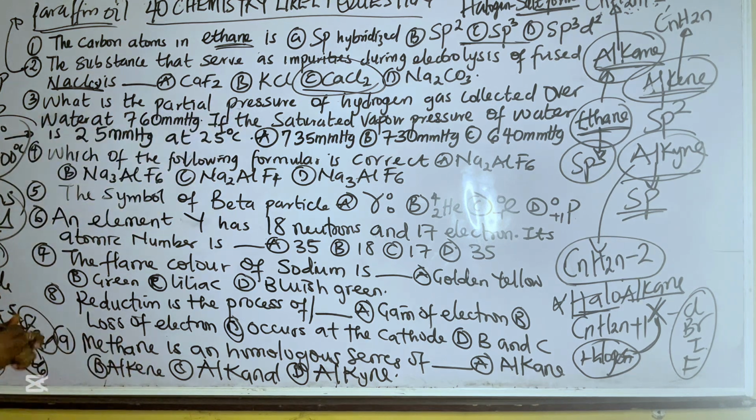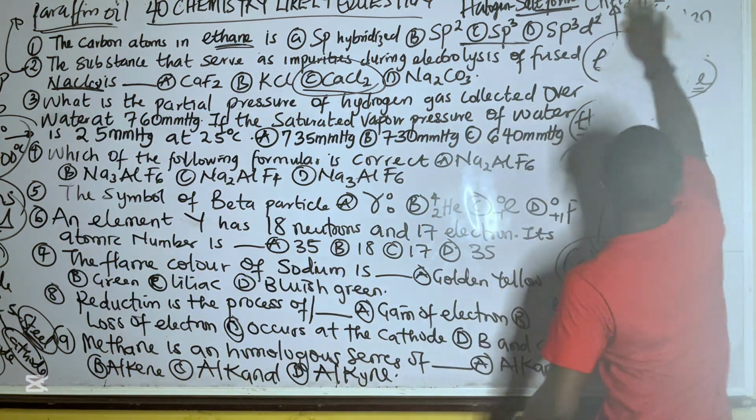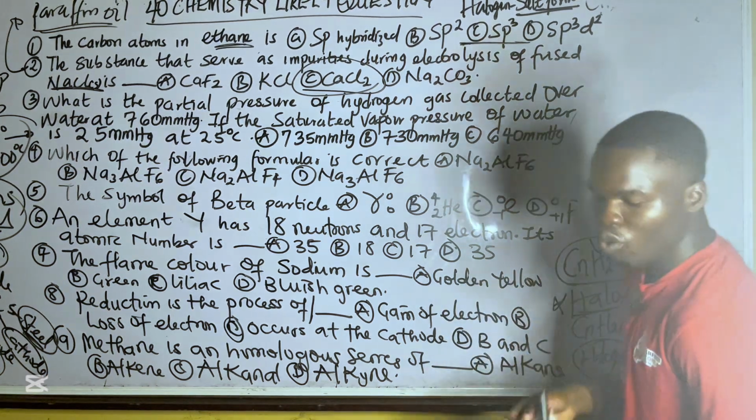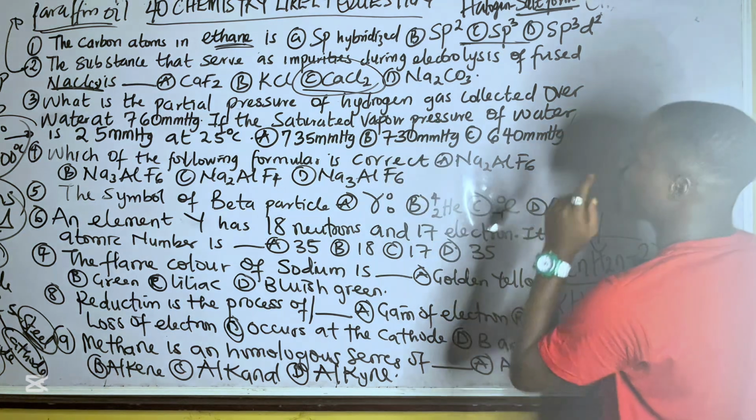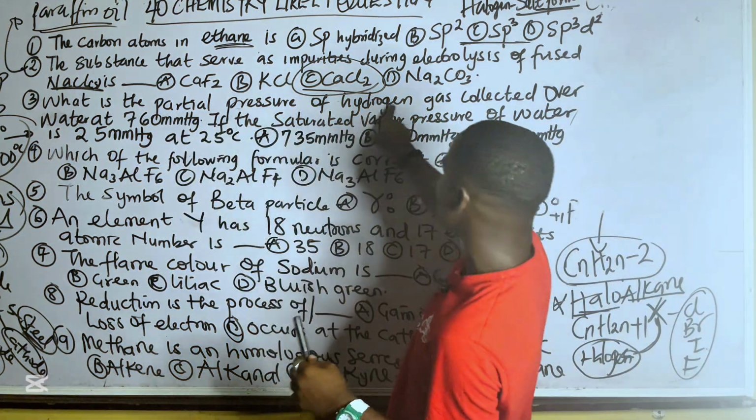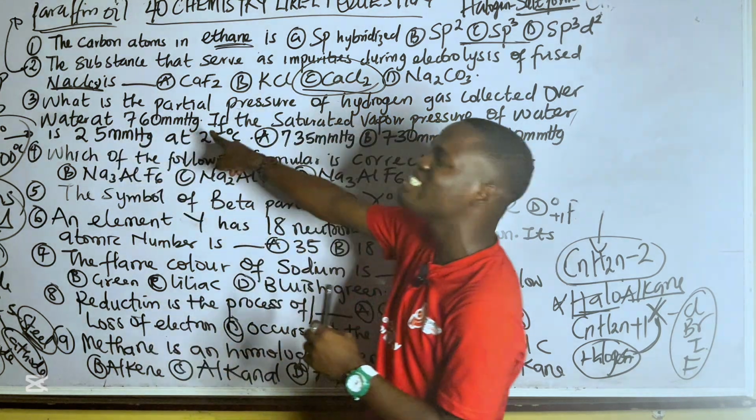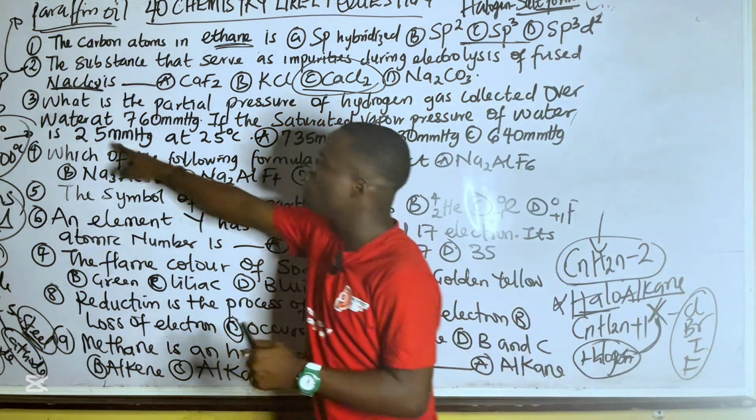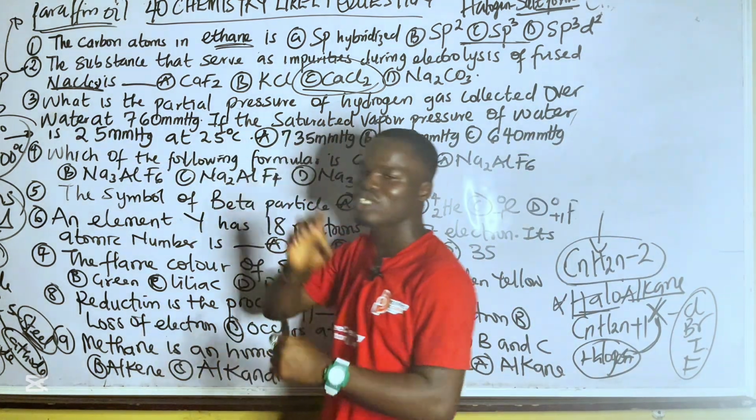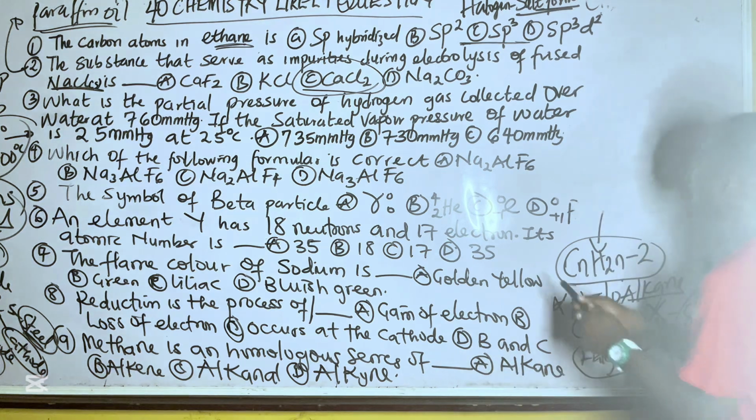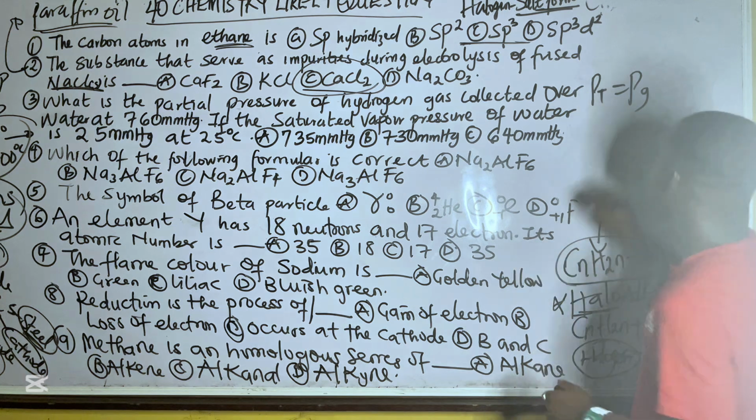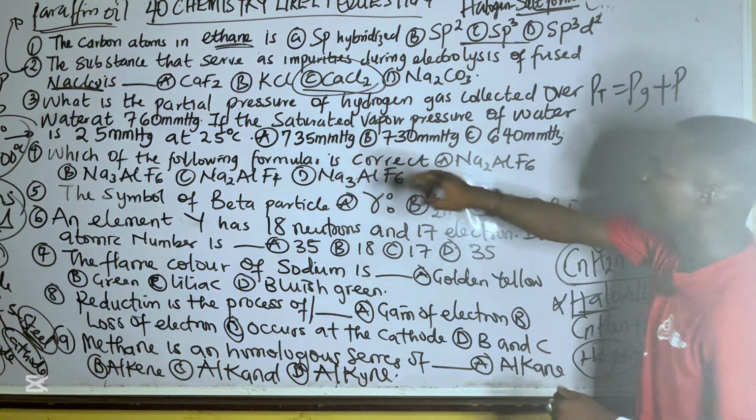C. Now, the next question here is on partial pressure. What you want to take note of is this: what is the partial pressure of hydrogen gas collected over water at 760 millimeters of mercury, if the saturated vapor pressure of water is 25 millimeters of mercury at 25 degrees Celsius? This is one of the easiest questions. Don't forget there's something called P total, which is the pressure of the gas plus the partial pressure of water.